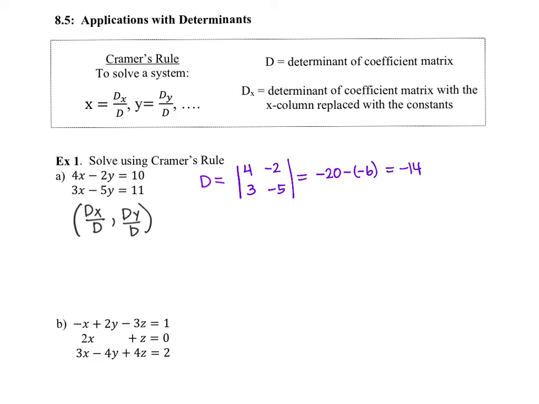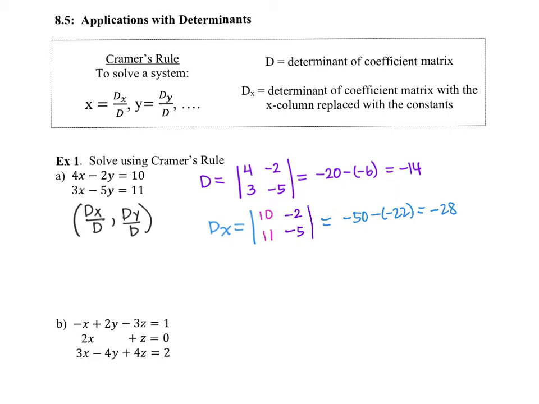Okay, now I'm going to go ahead and find dx. Now remember, dx is the determinant of the coefficient matrix with the x column replaced with constants. So I want to copy the coefficient matrix again, but instead of the x column, I'm going to put the 10 and the 11 that were the constants, but I'll keep the rest of the matrix the same, which means it still has a negative 2 and a negative 5. And then I'll go ahead and calculate the determinant of this, which is very quick because it's a 2 by 2.